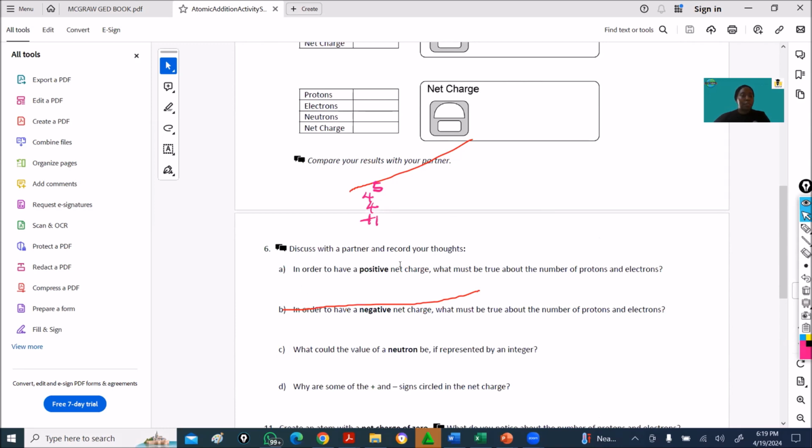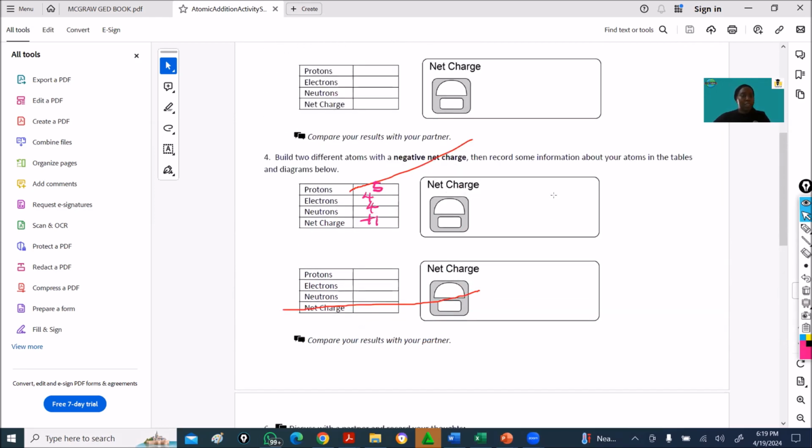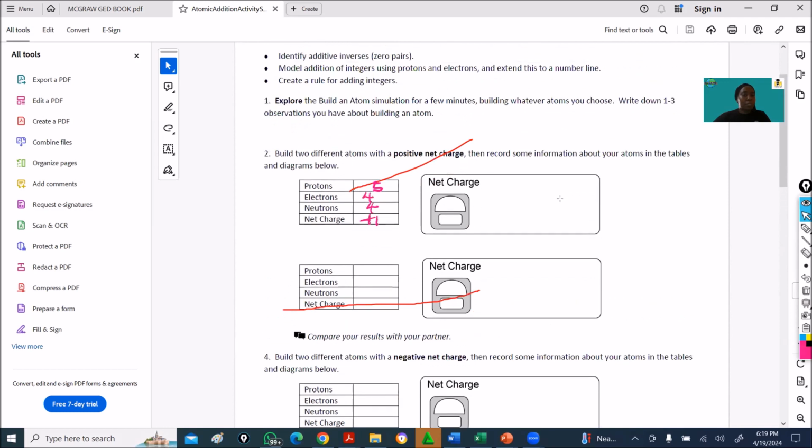In order to have a positive net charge, what must be true about the number of protons and neutrons? So you go check. If you want to have a positive net charge, what must be true? There's something that is consistent. It's because you built 2 atoms. Okay? Are you with me?